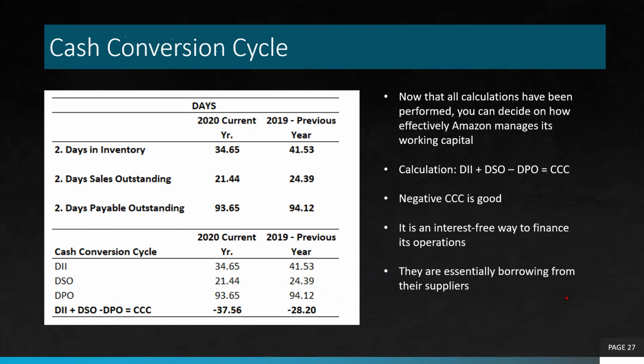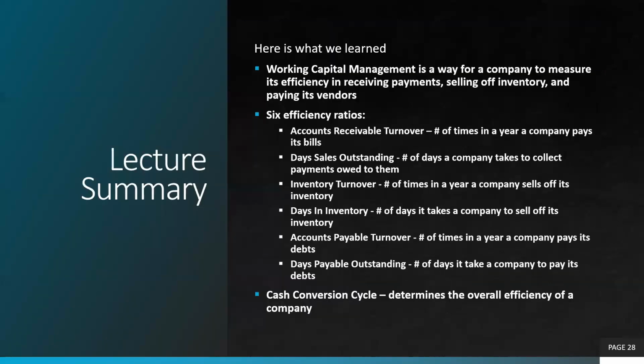So a negative number, some may say, well, wow, that's not good, but a negative CCC can be good because it's actually an interest-free way for a company to finance its operations, right? So they're collecting payments that are due from their customers fairly quickly. They're turning over their inventory fairly quickly, but they're not paying their vendors quickly. So they're actually holding on to that money, and they're borrowing from their suppliers to finance their operations. So that's one way that you can look at the cash conversion cycle.